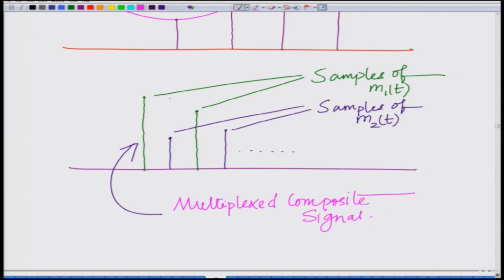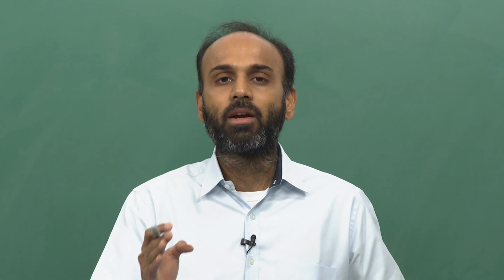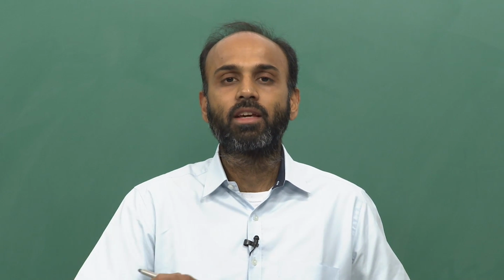This is the multiplex composite signal, the time division multiplexing signal, basically the TDM signal. That is, you are alternately sampling two signals and multiplexing them in the time domain by alternately taking samples from each of the signals to be multiplexed.